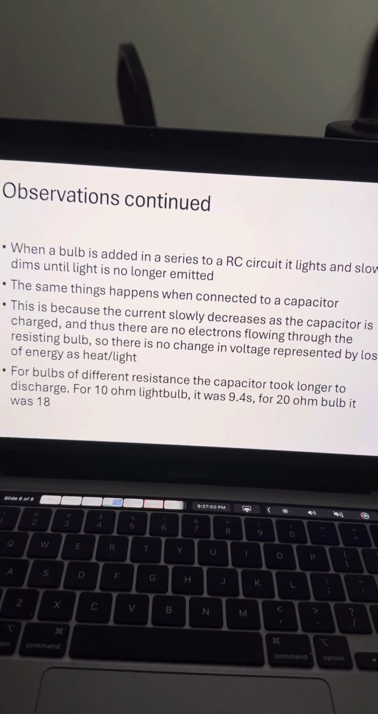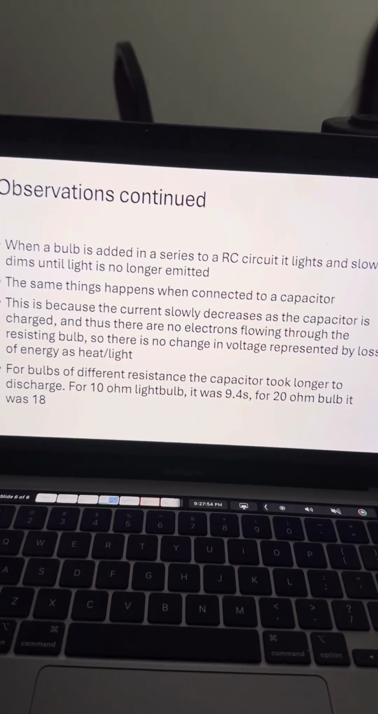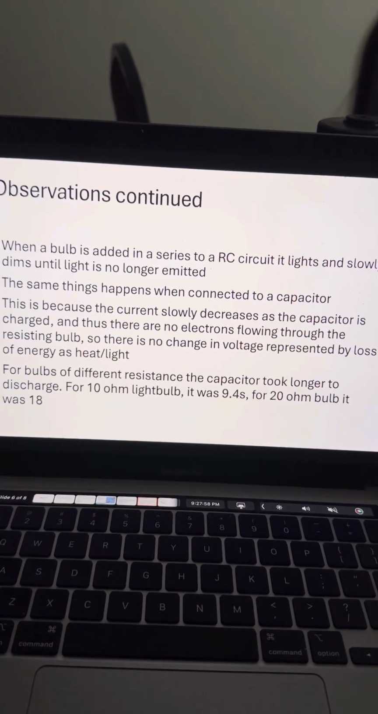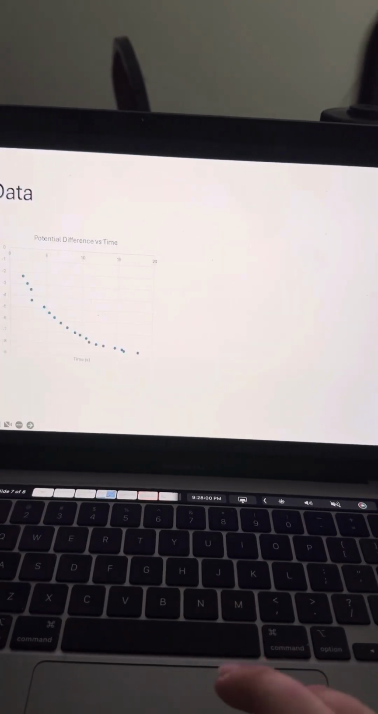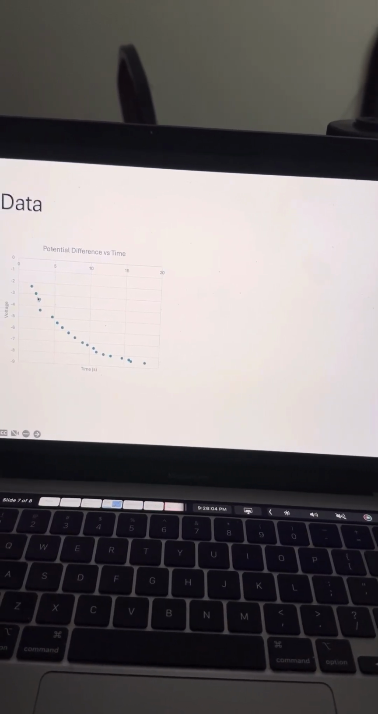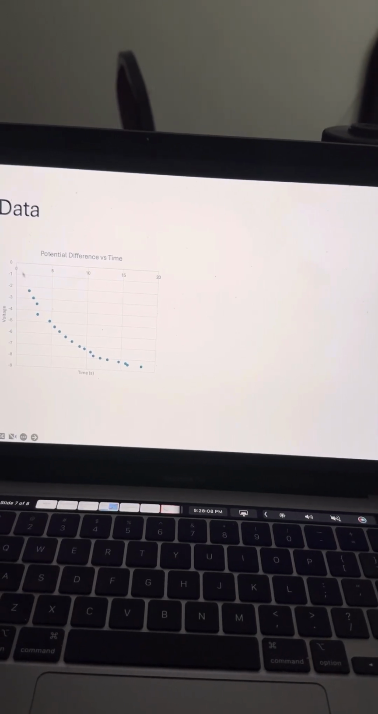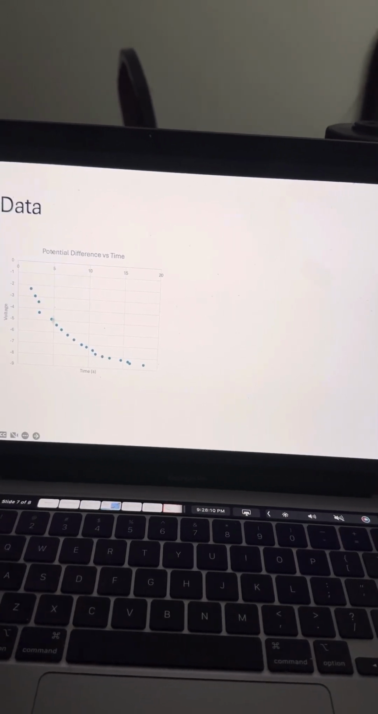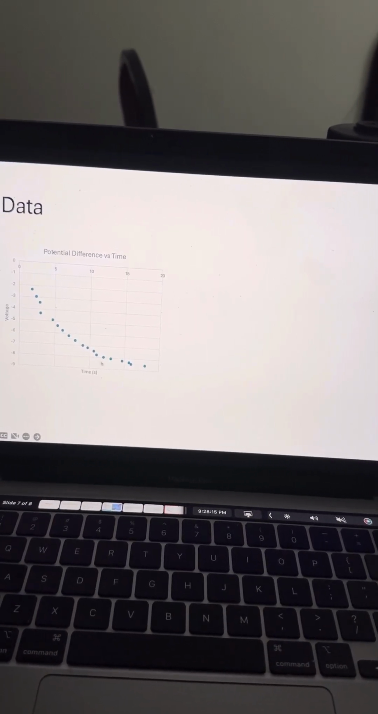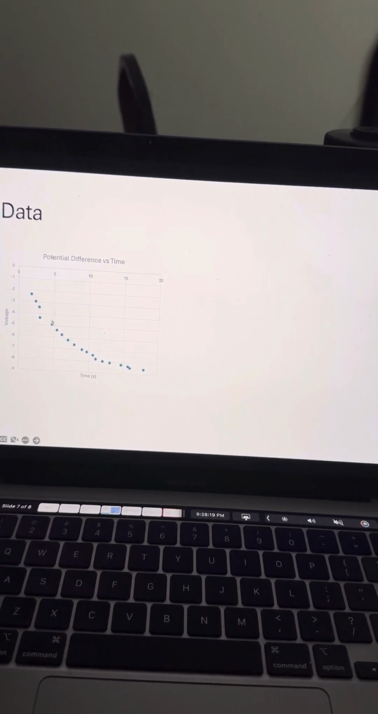For bulbs of differing resistance, the capacitor took longer to discharge. For a 10 ohm light bulb, it was 9.4 seconds. For a 20 ohm bulb, it was 18 seconds to discharge. Here's the data of how long it took with a 30 ohm light bulb to reach certain voltages. As you can see, it slowly tapers off and is thus a logarithmic scale.